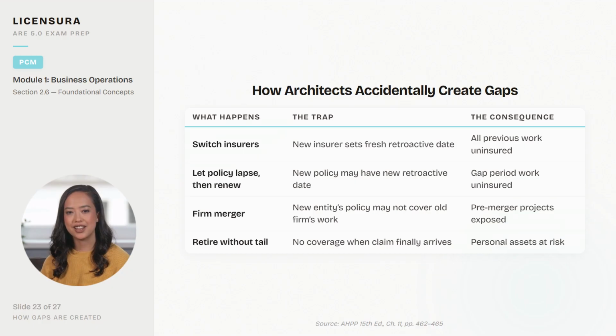So how do architects accidentally create these gaps? There are 4 common ways. First, switching insurers. Your new insurer sets a fresh retroactive date, and suddenly all your previous work is uninsured. Second, letting your policy lapse and then renewing. The renewed policy may come with a new retroactive date. Third, firm mergers. The new entity's policy may not cover the old firm's work. And fourth, retiring without tail coverage. When the claim arrives years later, there's no policy to respond.